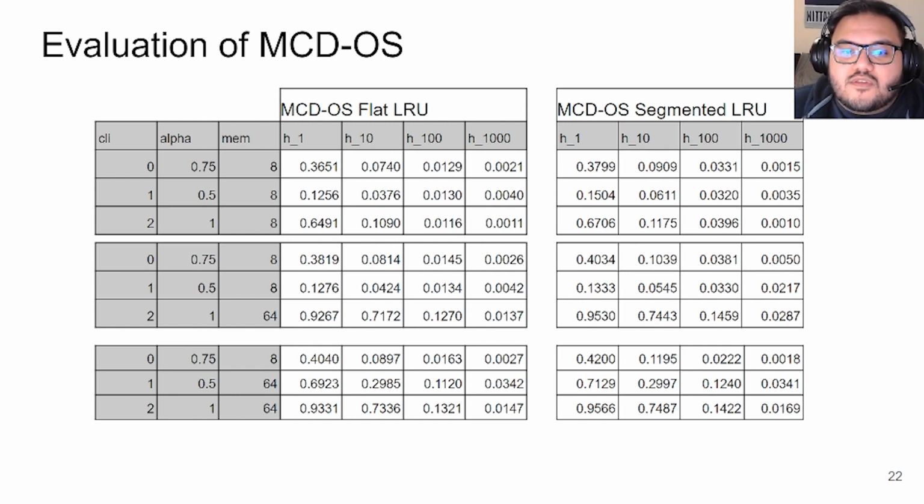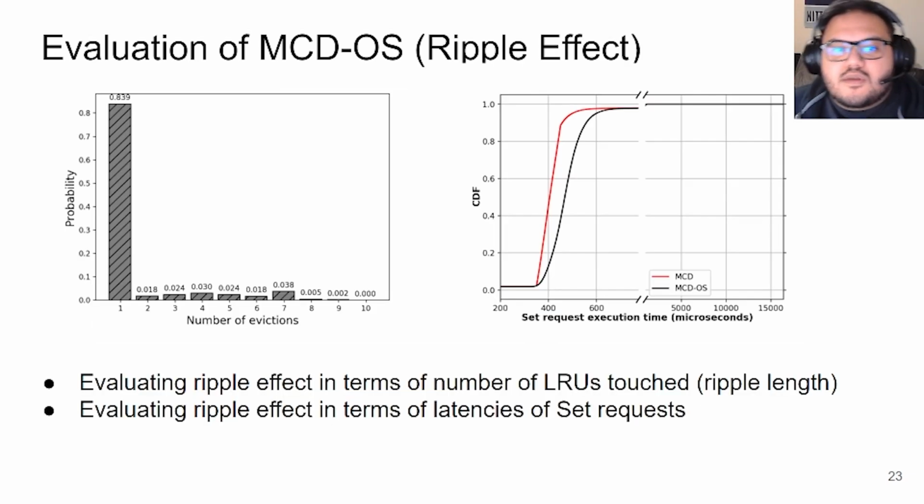In our experiments, we found an improvement of 2 to 3% on some of the popular objects under the segmented LRU. Also, as I mentioned before, a ripple effect can sometimes cause a huge overhead. So we run our experiments with many clients with different distributions of the requests, and we evaluate the ripple length and its effects on the latency for set requests.